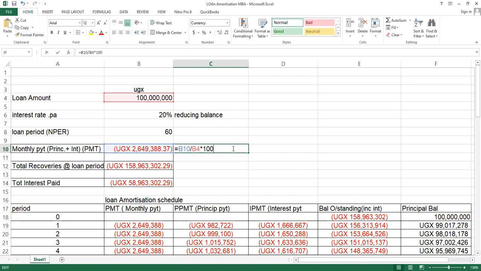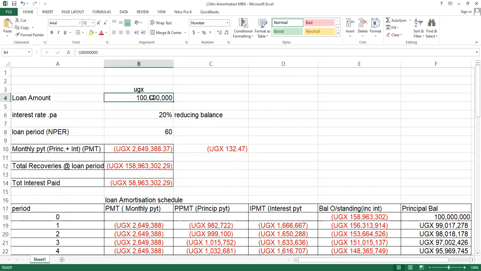No, it is the monthly payment divided by the salary, so that you get the percentage of his salary. Divided by the net salary, which is 2 million, assuming I'm getting 2 million. So that is over and above. Times 100, that is 132%. So you realize that this person wouldn't qualify, unless he has some other source of income.